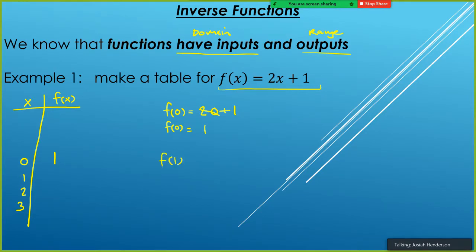F of 1. 2 times 1 plus 1. 2 times 1 is 2, plus 1 is 3. So f of 1 is 3. Okay, now I'm going to do f of 2. 2 times 2 plus 1. We get 4 plus 1, that's 5.